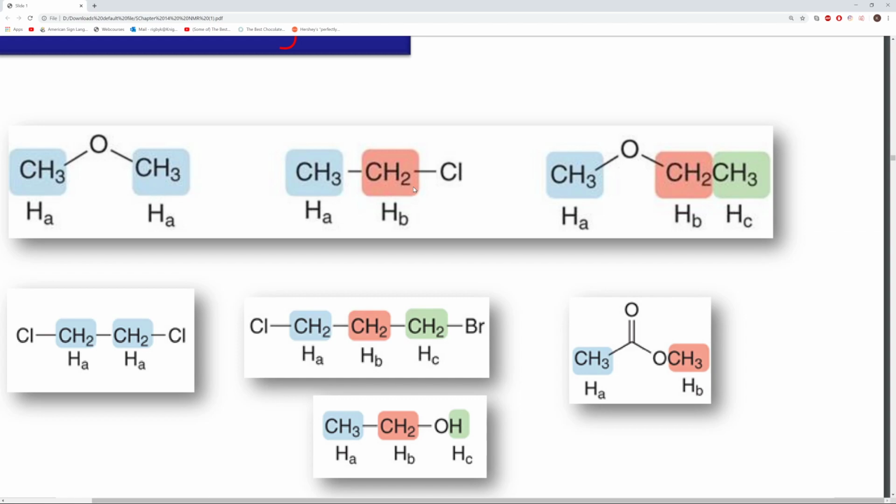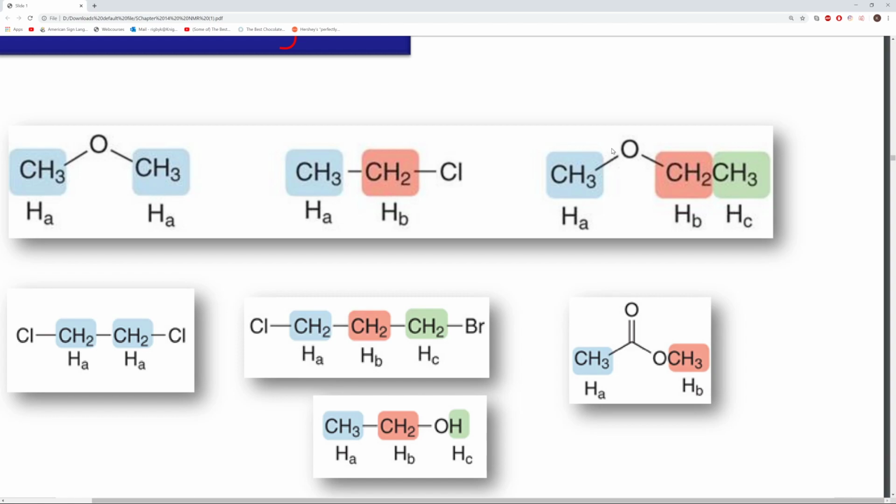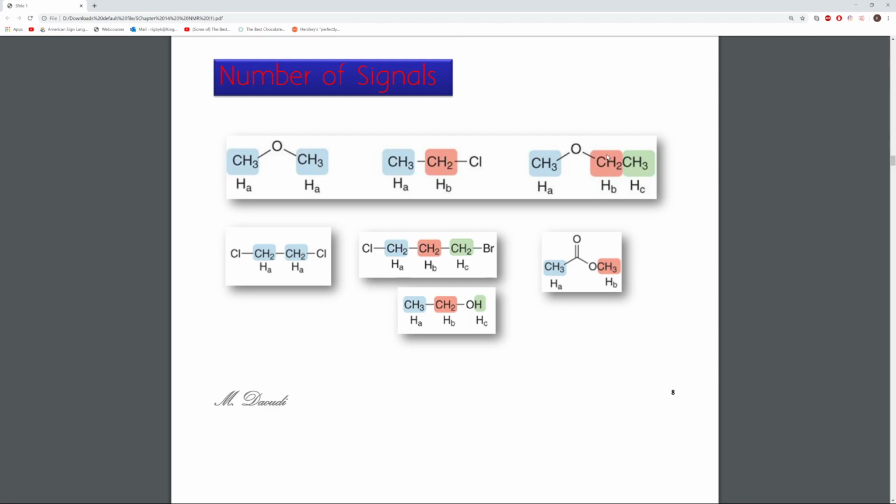So they have different bonds, and thus they have different types of environments. Essentially, what you're going to do, or at least what I do, is count the number of carbons that look different, and then you see how many of those carbons have hydrogens, and then you are able to tell how many different types of hydrogens there are.